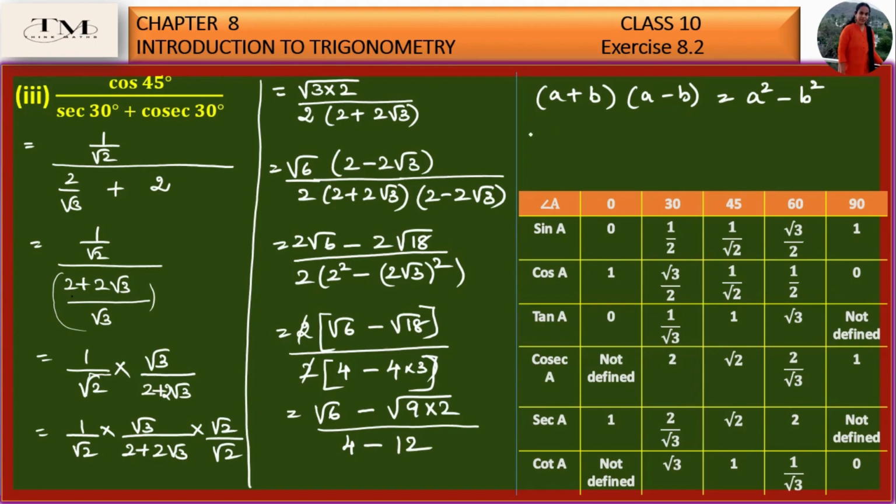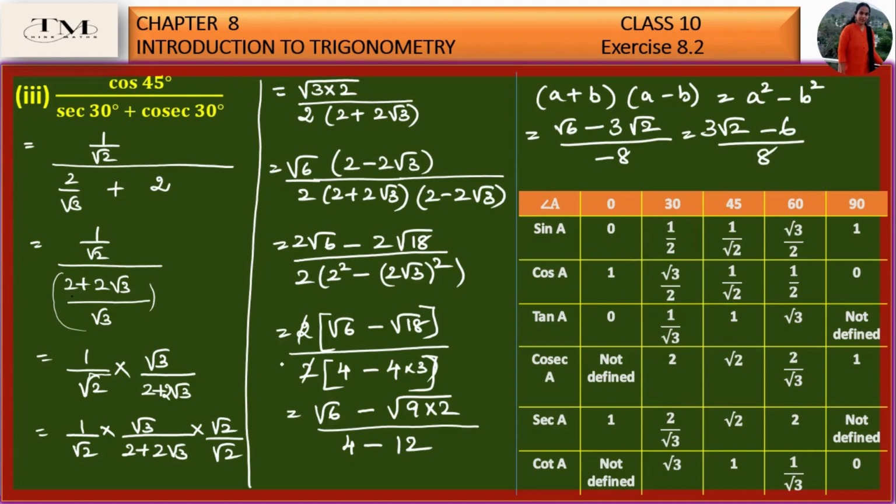Okay. So now what we have? Root 6 minus 9 into 2, square root of 9 is 3. So 3 remaining root 2 divided by 4 minus 12 is minus 8. So we can change this negative sign by multiplying with this negative sign in the numerator. So if we multiply, this will be interchanged. This minus will become plus. So it will be 3 root 2 minus 6 divided by 8. So this is the solution for this problem.